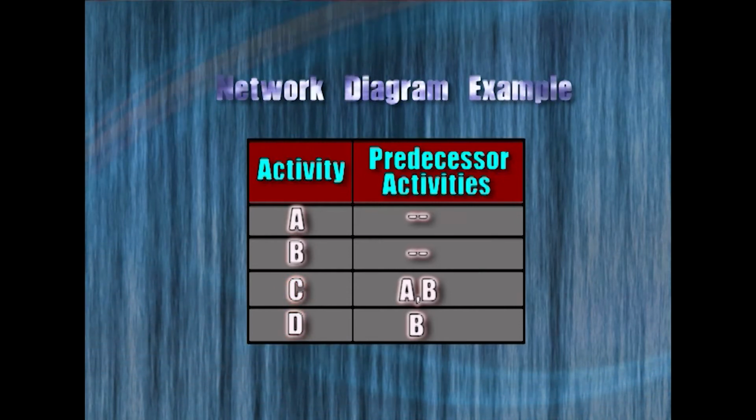Activity C is preceded by activities A and B. That means activity C cannot start before both A and B have been completed. Similarly, activity D is preceded immediately by activity B. That means activity D cannot start unless activity B is over. Now, if this is the interrelationship among these 4 activities, A, B, C and D, can you try and draw a small network?